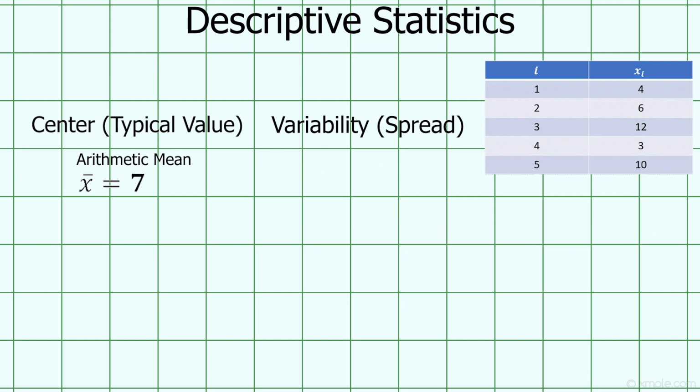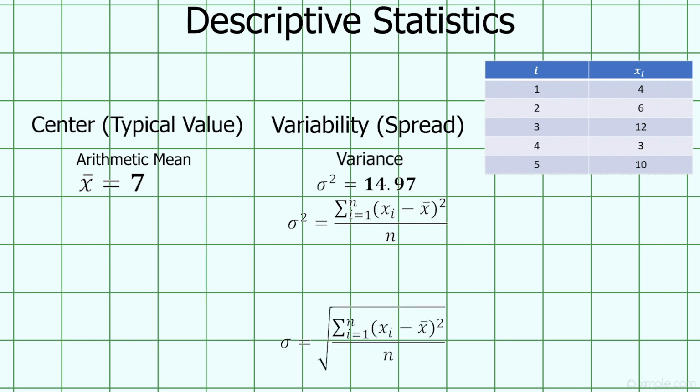We can get around this by squaring each difference before we add them together. So positive numbers stay positive, but negative numbers become positive. So if we square each distance before we add them together, and then divide by n, this gives us a measure called the variance. If we take the square root of the variance, we get another commonly used measure of variability, called the standard deviation.